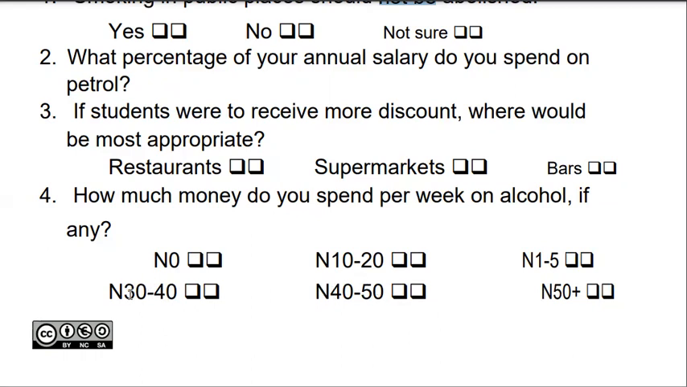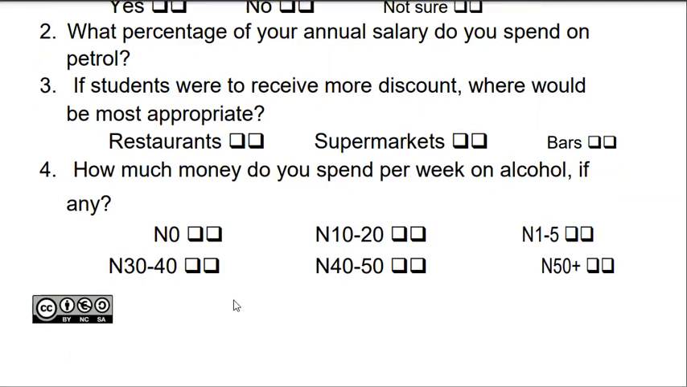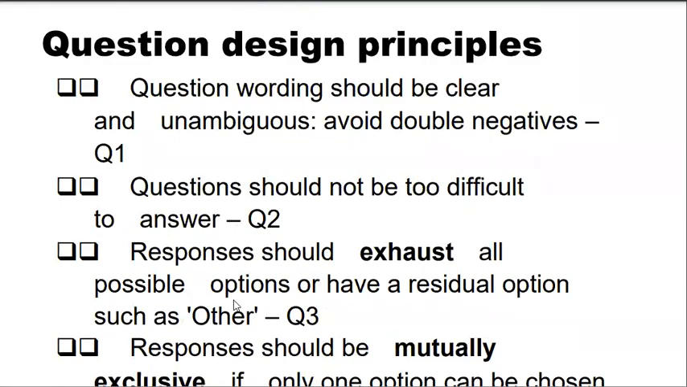So you should say 30 to 39, then you continue from 40, right? Then you have a problem here also, 50 to 50, then you have 50 plus. So you should be saying from 51 plus. So those are some of the issues you have with this questionnaire. So these are the answers here.